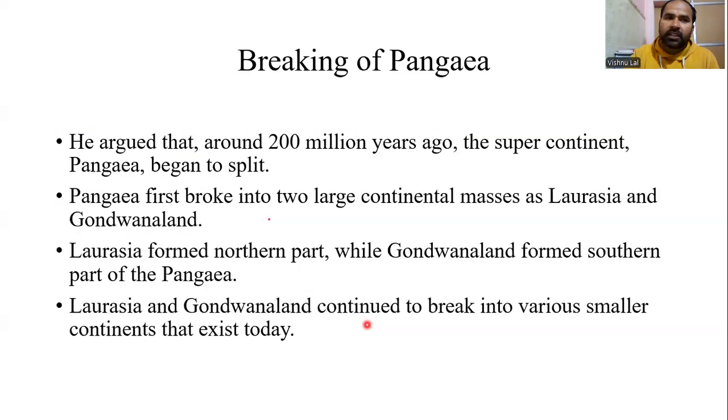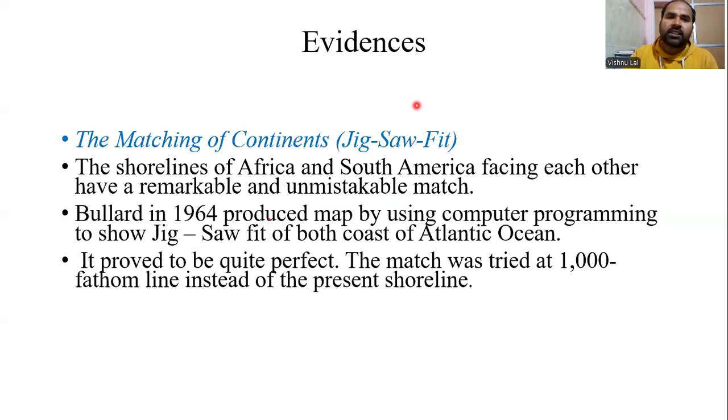Whatever argument he has presented regarding continental drift, he has given some proof. Without proof, no one is going to believe that whatever he suggested is correct. So which proof has he given? First, he has given the matching of the continents.